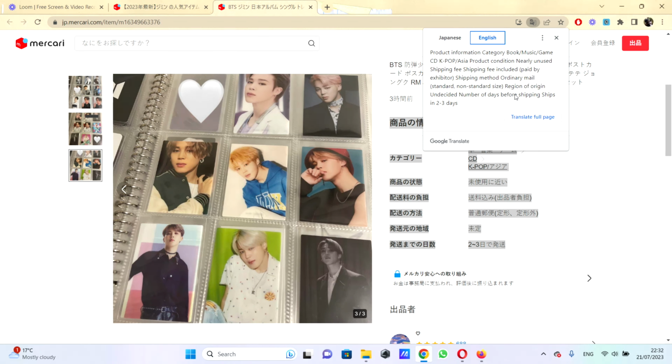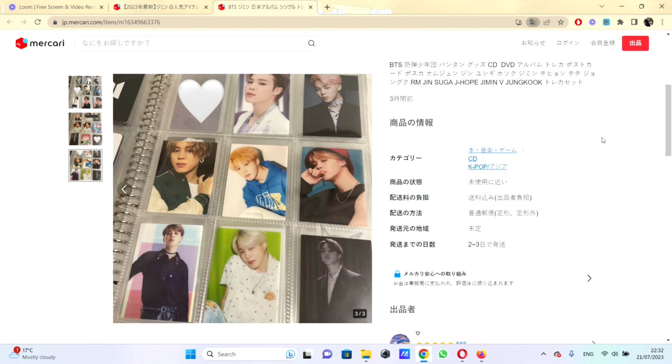And then also you can check region of origin, but that doesn't really matter that much. You can also check number of days before shipping. So this person ships in 2-3 days after purchase. Also the mail service they use, but these are the details. Basically the only time I check this is to check the condition.